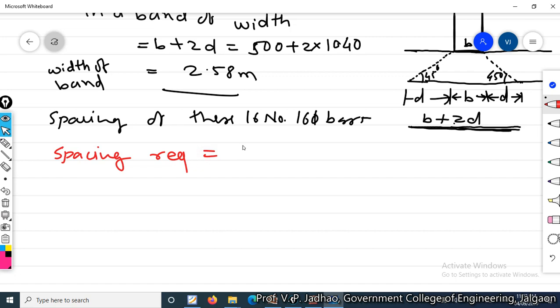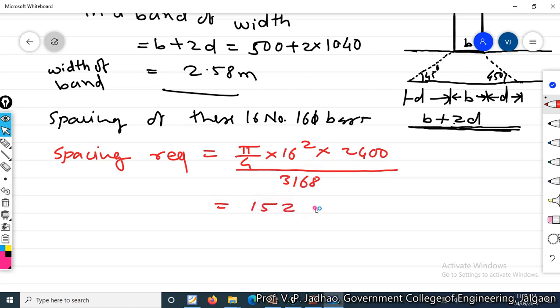spacing required is equal to again area of one steel bar multiplied by B divided by area of steel provided, that is pi by 4 into 16 square multiplied by 2400 divided by 3168. So we get this spacing required is equal to 152 mm, that is nearly equal to 150 mm.